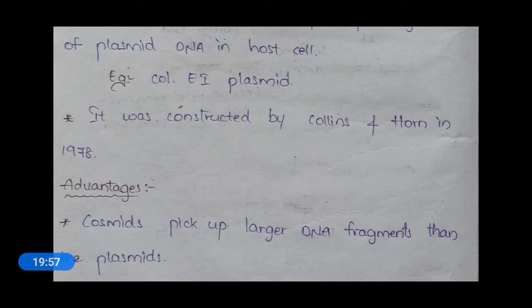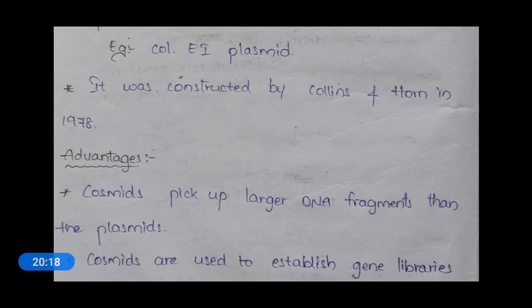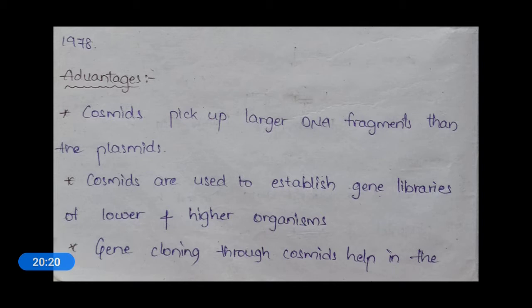And if you see the advantages of these cosmids, these can take larger DNA fragments, whereas plasmids are very good vectors, but they can only take a small fragment of the desired gene. Coming to these cosmids, these can take larger DNA fragments than plasmids. Okay, and these are used to establish gene libraries of lower and higher organisms. We can construct gene libraries with the help of cosmids for both lower and higher organisms.